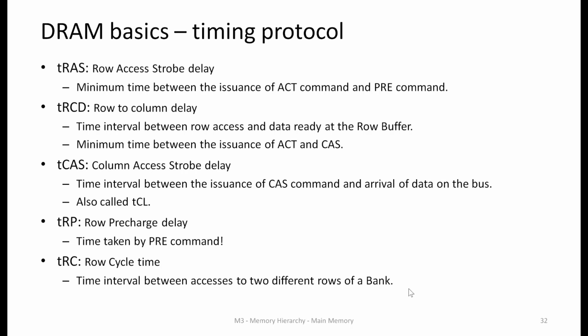Why would we do that? If we want to access two different rows in the bank, we would send an activate, probably send a CAS, and then close the first row, then open the second row. So tRC is the minimum time we would need to do such a thing. tRC is tRAS plus tRP. It is the time for activation and the time for precharge.